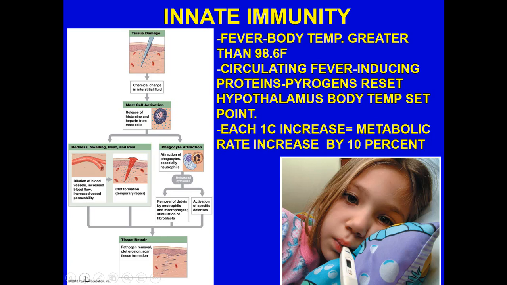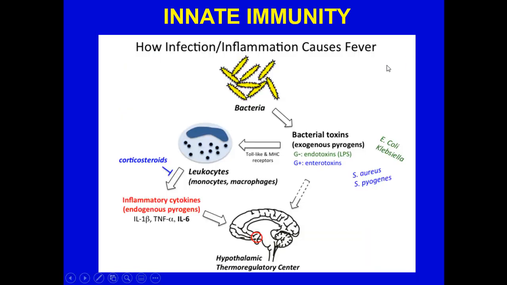Wow, that's a lot. And what you have is various pathways, which I won't spend too much time on, but I want you to keep in mind a couple of pointers. The bacteria usually is going to produce either exogenous pyrogens, which are the bacterial toxins, and what will eventually happen is that everything focuses back down to the hypothalamic thermoregulatory center.